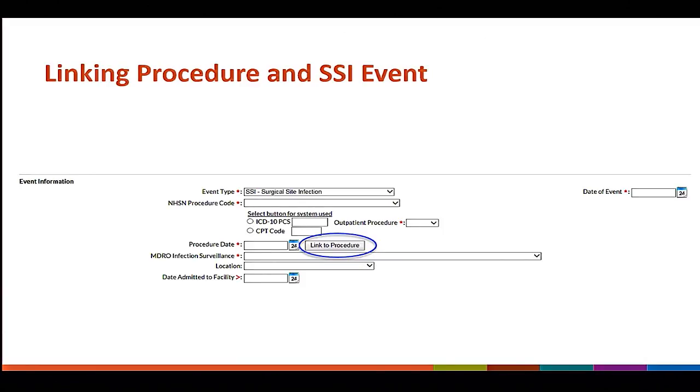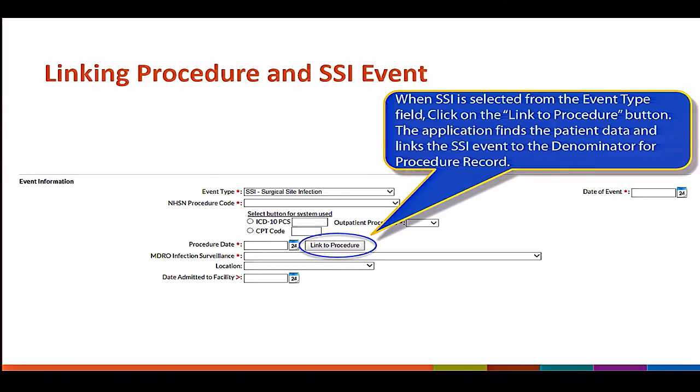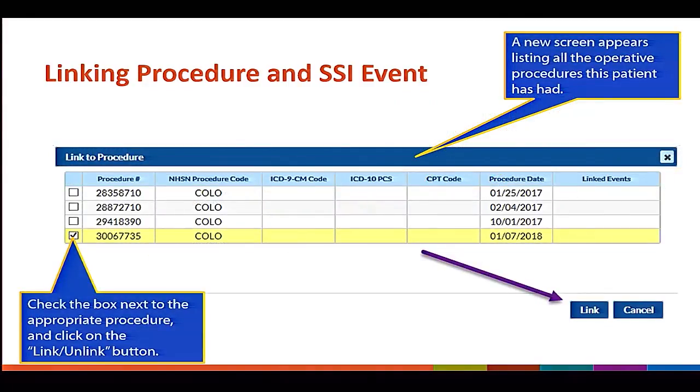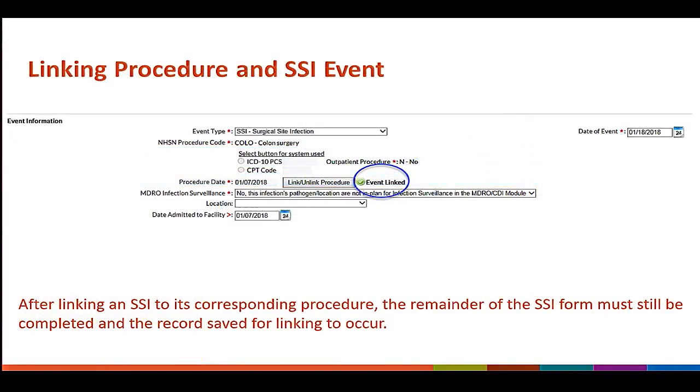This is just a visual example of how it looks in the application. I'm sure you're all familiar with this. When you want to link to a procedure, you click this button, and then your options come up. As you can see here, you check the box next to the appropriate procedure, and you choose January 7th of 2018 as the procedure that I'm linking this SSI event to.